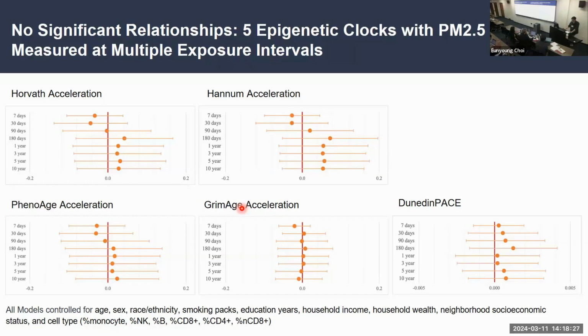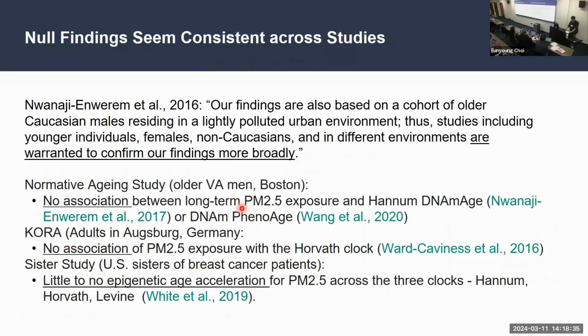And also, we don't feel comfortable enough to report that significant result when all the other models have null findings. So basically, we do not conclude a significant association between PM2.5 and epigenetic aging. And actually, the null findings seem to be pretty consistent with other existing studies as well.